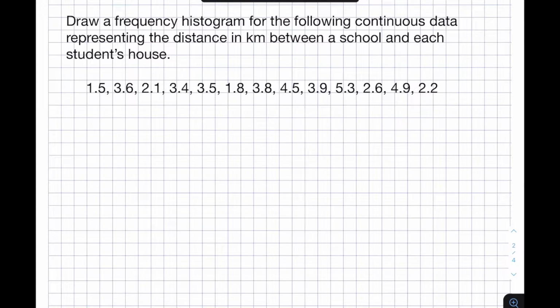In this problem, we're asked to draw a frequency histogram for the following continuous data representing the distance in kilometers between a school and each student's house. So to draw a frequency histogram, we first need a frequency table.